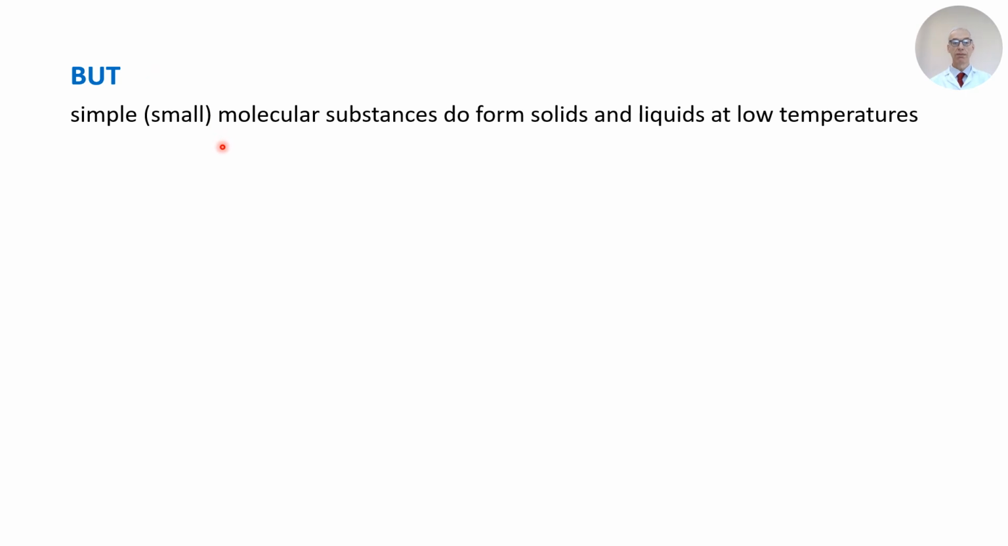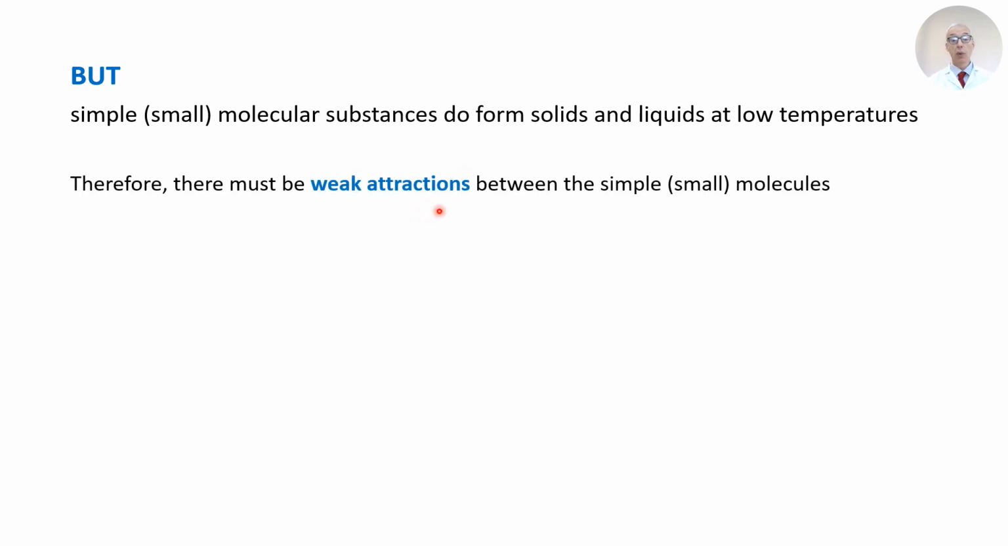But simple small molecular substances do form solids and liquids at low temperatures. You know, water is a liquid at room temperature. You may have come across or seen in theatre dry ice, solid carbon dioxide. We know from particle theory that whilst there are no attractions between gas particles, solids and liquids are held together, or the particles are held together by attractions between the particles. So it must follow that there are weak attractions between simple small molecules. Otherwise, they wouldn't, even at very low temperatures, form liquids and solids.